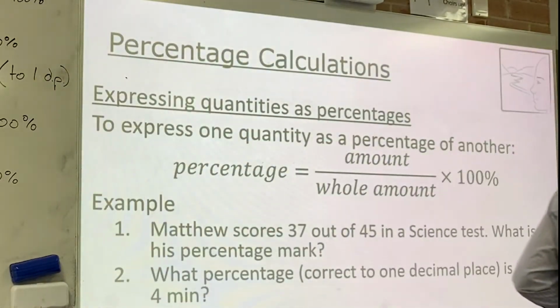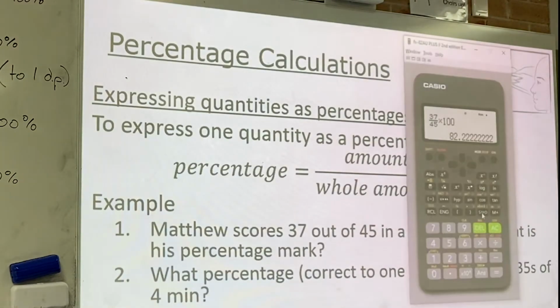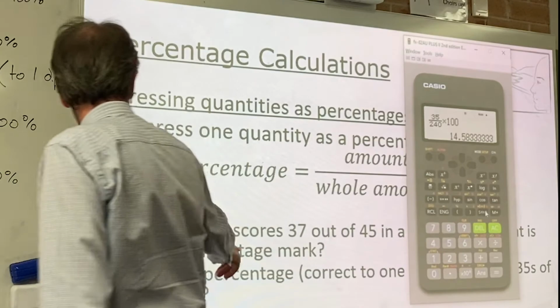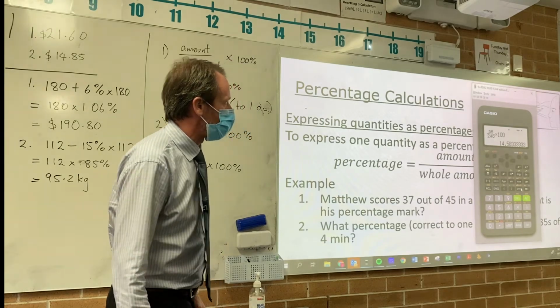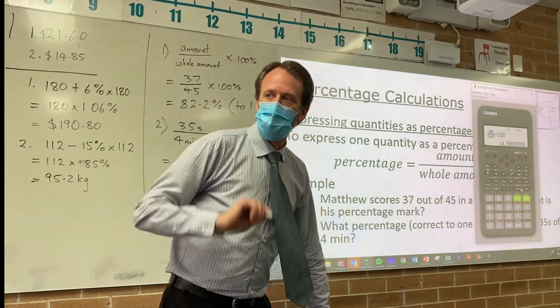Again, let's just use our calculator. That'll make it the easiest we can do. Make sure I clear first. Use my fraction button again. 35, press to the right, 240, press to the right, times 100, equals. I don't like that, so let's do it that way. Now, it asked me to do it to one decimal place. At the moment I've got 14.58333333.